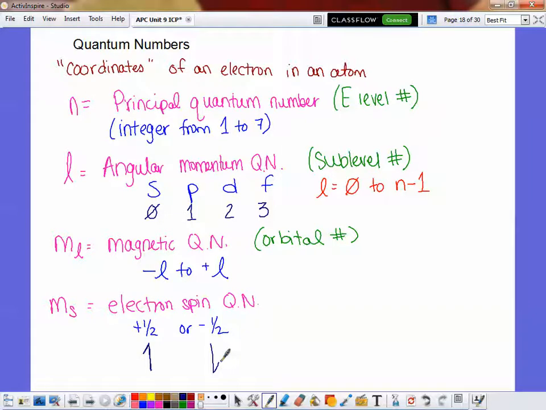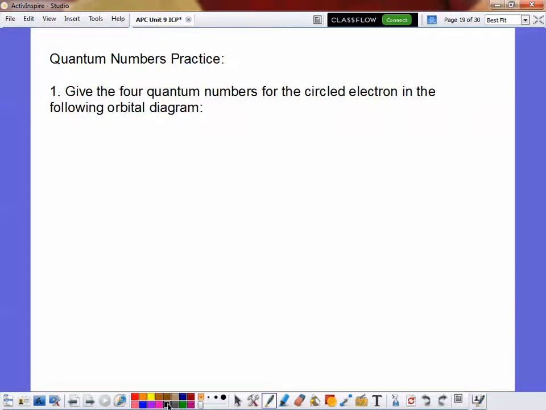All right. Our first practice problem, I need to complete it. I have to draw the orbital diagram. I couldn't do that typing. So we're going to give the 4 quantum numbers for the circled electron in the following orbital diagram. So let me draw out the orbital diagram.